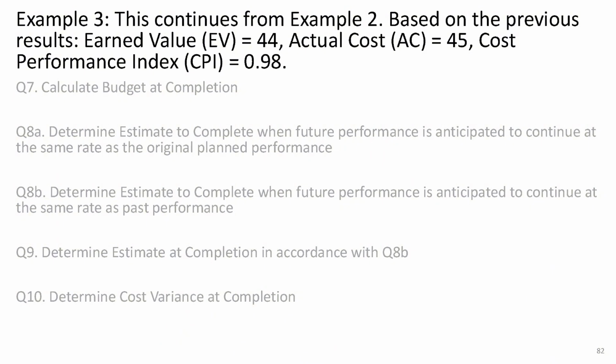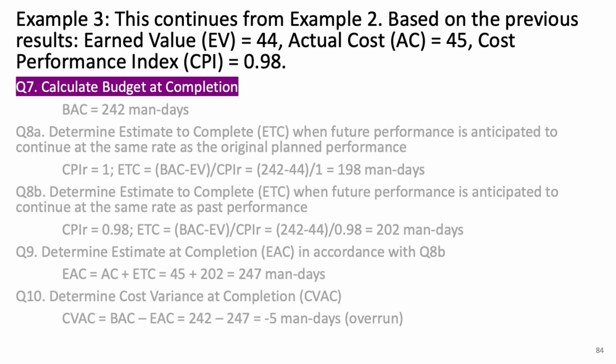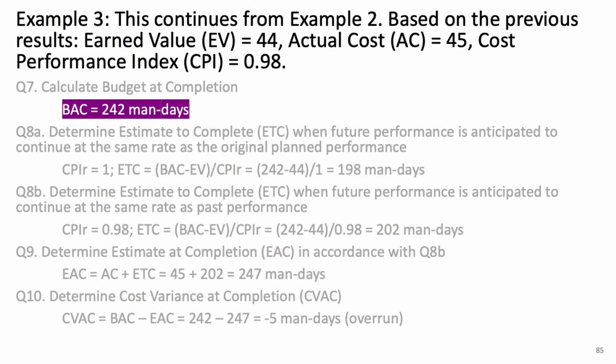All right, let's move on to example 3, which continues from the previous one. We'll start by looking at the key results we got earlier. Our earned value, EV, is 44 man-days. The actual cost, AC, is 45 man-days. And our cost performance index, CPI, is 0.98. Now, let's work through some additional calculations. First, let's figure out the budget at completion, BAC. This is the total budget for the entire project. And in this case, it's 242 man-days. So that's pretty straightforward. BAC equals 242 man-days.